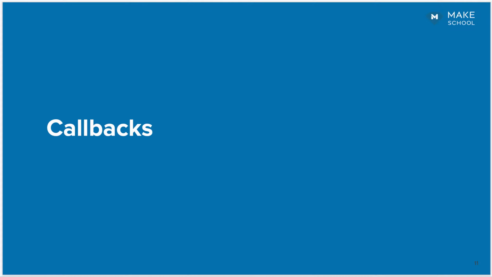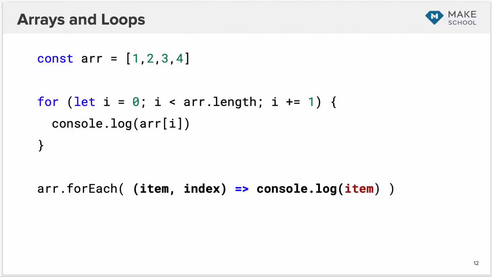Hi again. Here we are back to continue talking about JavaScript, and we're going to focus on callbacks for a few minutes. Let's take a look at a callback. So what exactly is a callback? A callback is a function that takes another function as a parameter, and it's the parameter function that is the callback. So let's look at an example here.